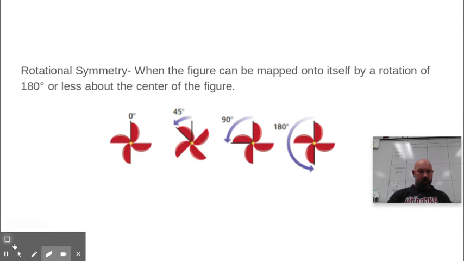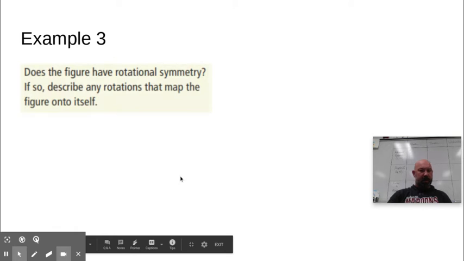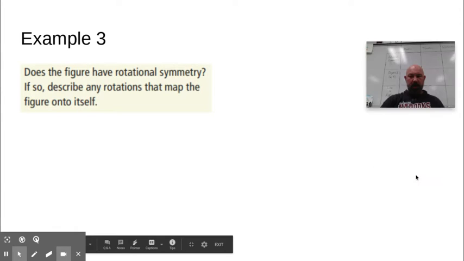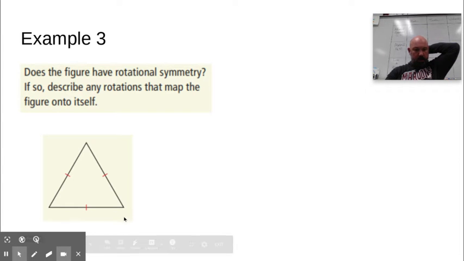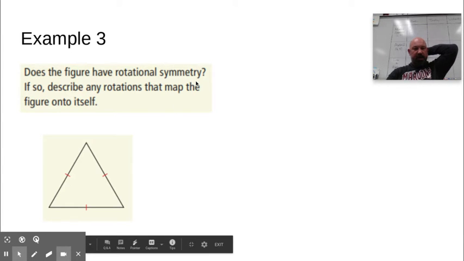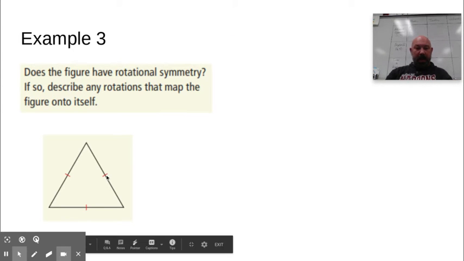Example number 3, it says, does a figure have rotational symmetry? So I'm going to give you 3 pictures. Here's the first one, okay? I'm going to put my marker on here. It says, does a figure have rotational symmetry? So can you take this and turn it where it's going to be exactly the same? Recognize this, this, and this. These 3 things are going to be the most important parts.